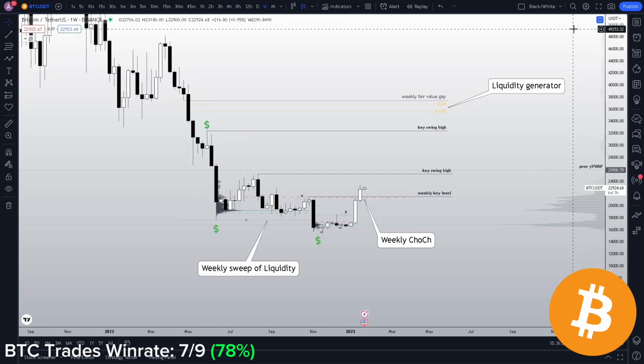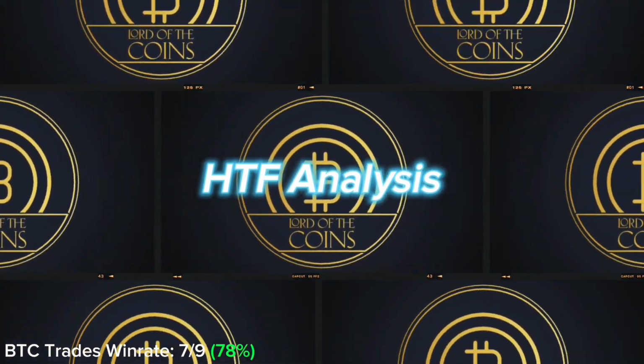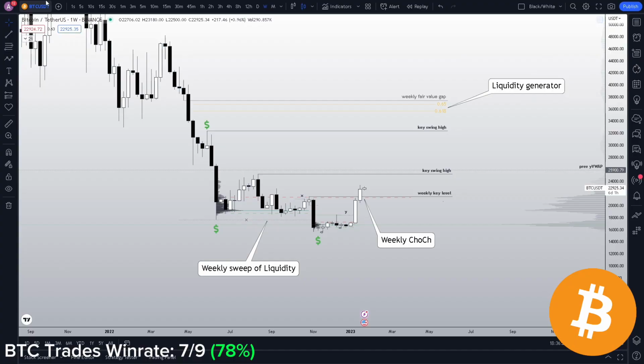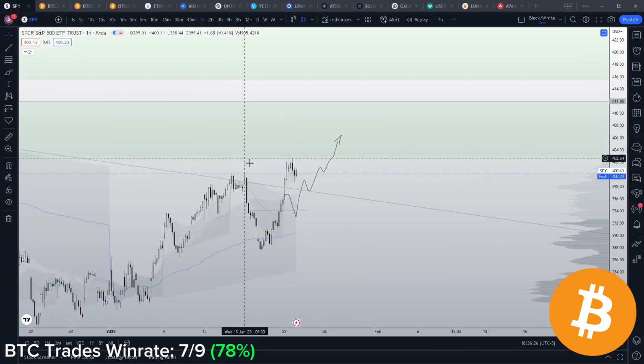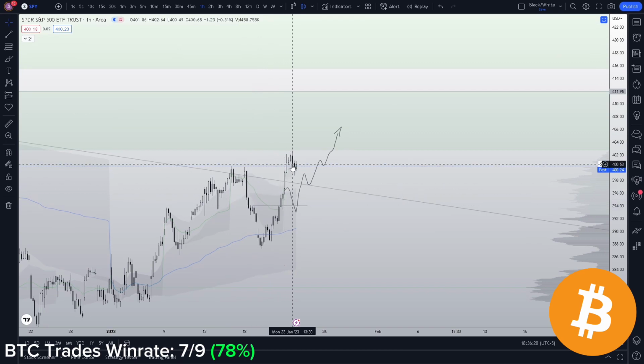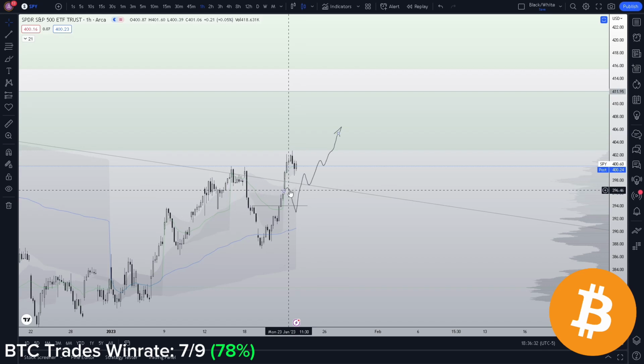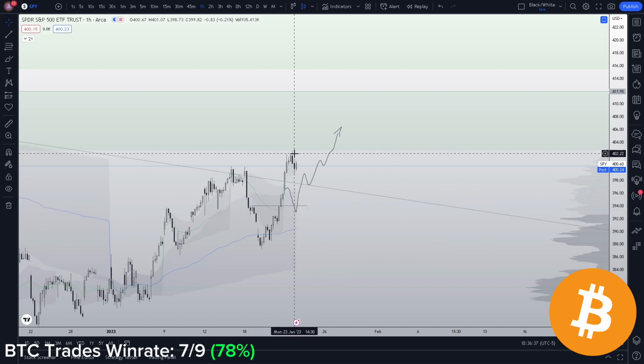Now let's do a higher time frame analysis of Bitcoin. Before we get started with Bitcoin, I did want to talk about the SPY real quick, as the SPY did set a higher high on a lower time frame and is looking fairly bullish here. Although I did expect it to retap into demand, the initial direction was still up.